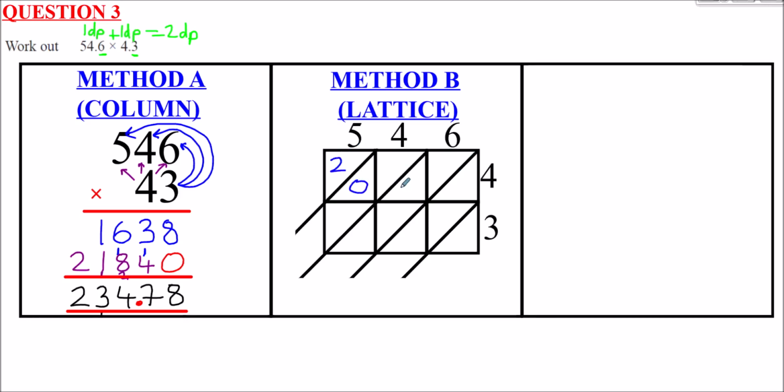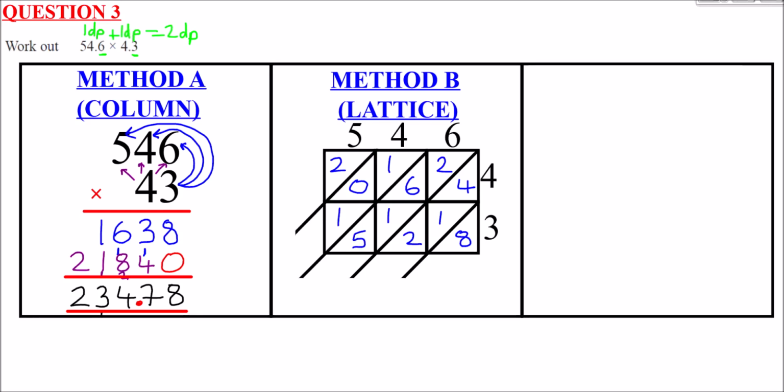I'll do this one next. 4 times 4 is 16, 6 times 4, 24. So you put the tens in the top left box, you put the units in the bottom right. If it was just units, you'd put a 0 in the tens and units in the bottom. That's how you do that. Going on to the bottom row, 6 times 3 is 18, 1, 8. 4 times 3 is 12, 1, 2. 5 times 3 is 15, 1, 5.